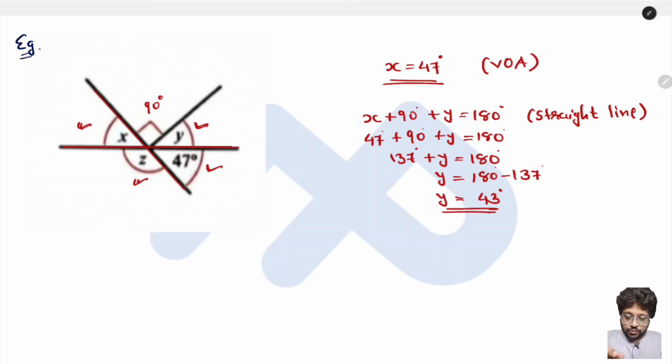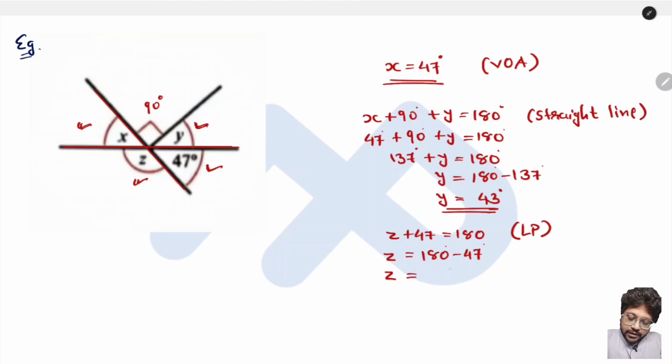I've seen students making this kind of small mistake, so every time I see any repeated mistakes made by my students, I'll always point it out. So this z plus 47 is equal to 180. Make z the subject, so that is 180 minus 47, and here the reason is linear pair, so 180 minus 47, if you see, that is 133. Clear?